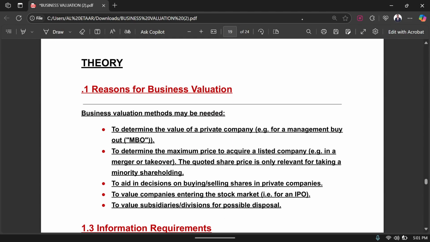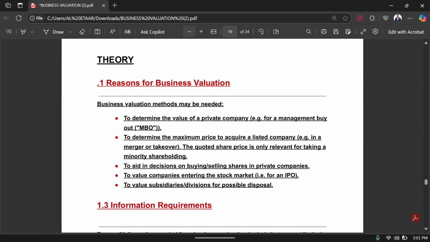And with that, our calculation part is complete, and trust me, we have completed everything there was in the study hub chapter of business valuation. We have completed all the calculation. Right now we are going to look at the theory. So for theory, the first thing that is present over there is the reasons for business valuation.